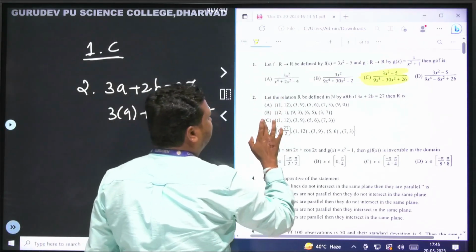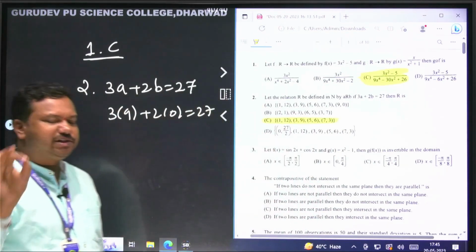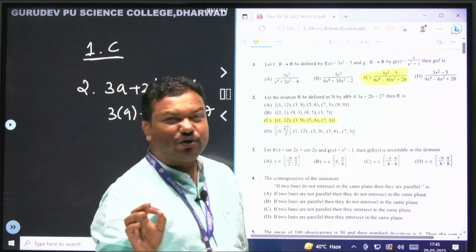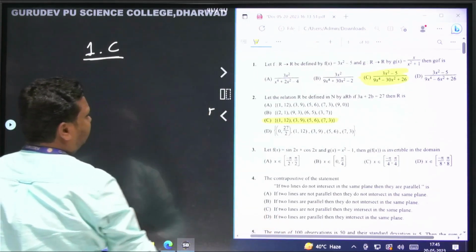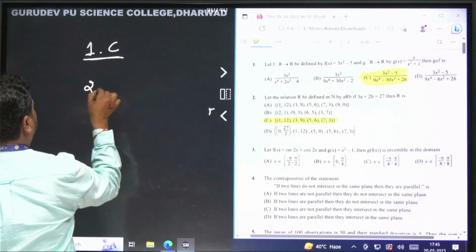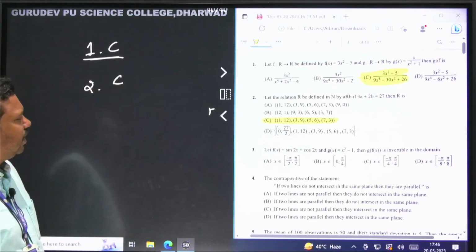I hope you can understand. Option C, which is excluding (9, 0). My dear students, please understand, it is excluding (9, 0). Why (9, 0)? Because 0 is not a natural number. Okay. So for the second question, your answer is option C. Okay, so let me go for the third question.